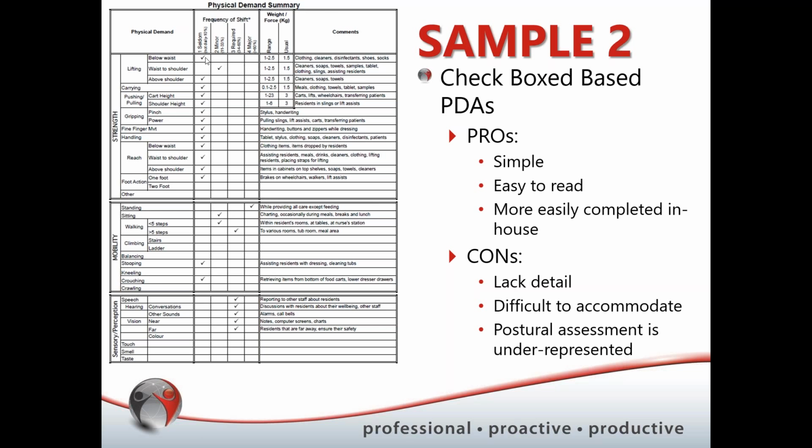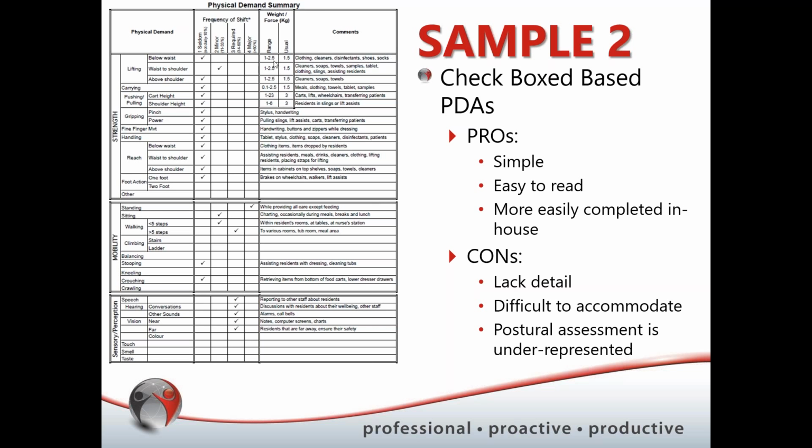So the one thing this does do in particular, which we see a lot as well, is when documenting weights and forces, they document a range and a usual, sometimes called typical weight. So they say, okay, typically below waist lifting we know it's between 1 and 2.5 pounds. The most frequent or typical weight that's lifted in that range is 1.5, in this case kilograms. And then they provide a quick example of the types of things that are lifted. In this case, clothing, cleaners, disinfectants, shoes, and socks.